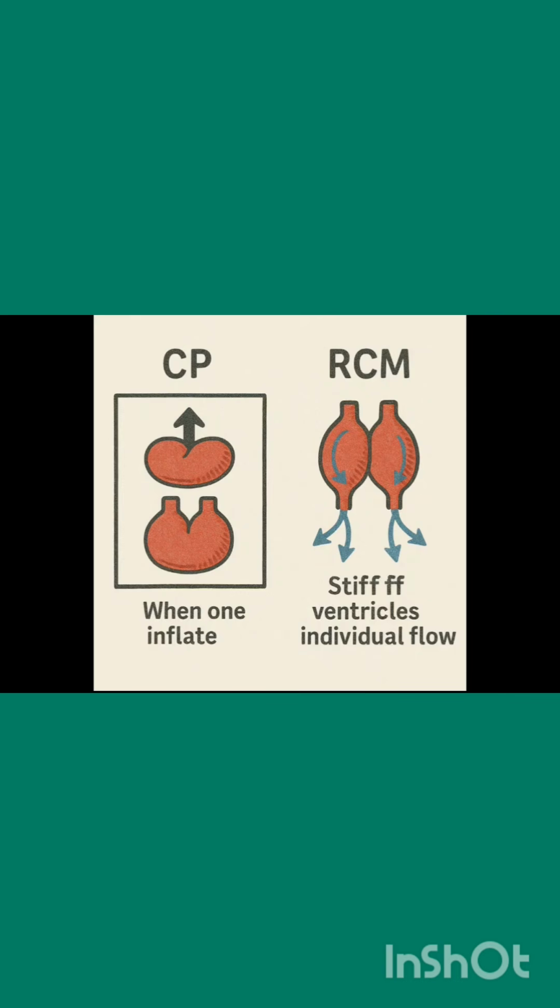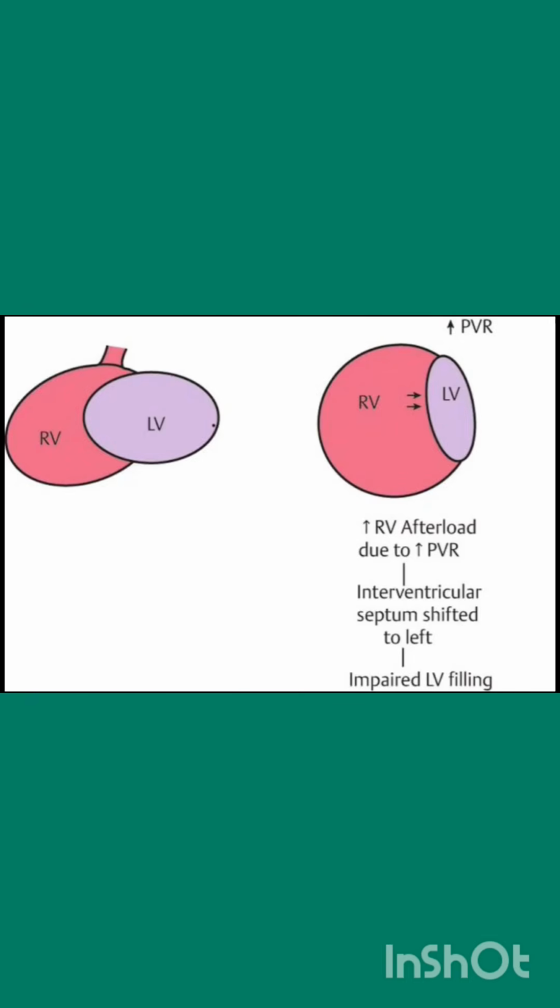To simplify, imagine this. In constrictive pericarditis, the heart is in a box. When one ventricle tries to expand, the other gets compressed. In restrictive cardiomyopathy, both ventricles are stiff independently. No external box, just a rigid sponge. In constrictive pericarditis, the ventricles are trapped in a non-flexible cage. When the right ventricle fills, it pushes the septum toward the left ventricle, and vice versa. This is called ventricular interdependence, a hallmark feature.